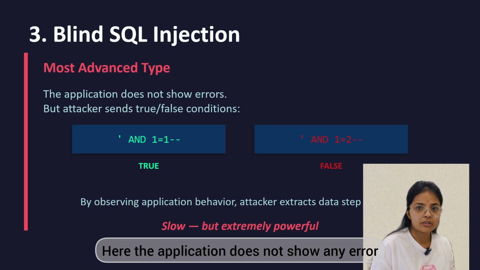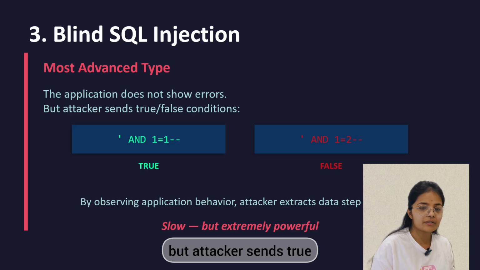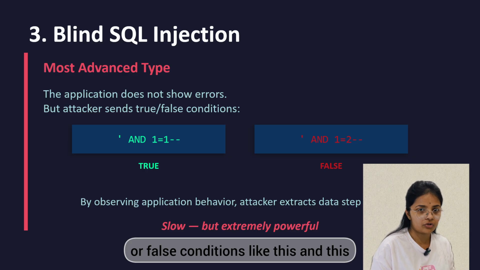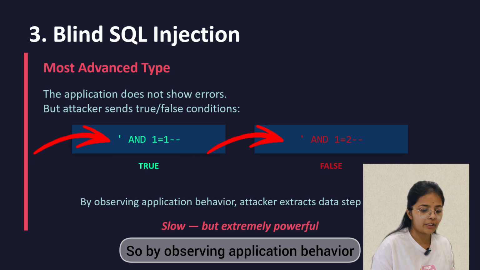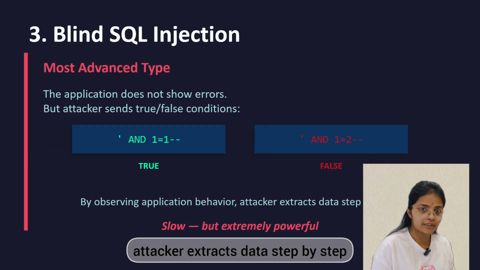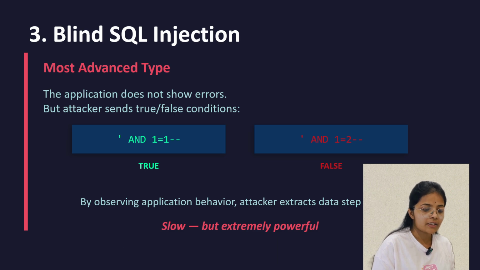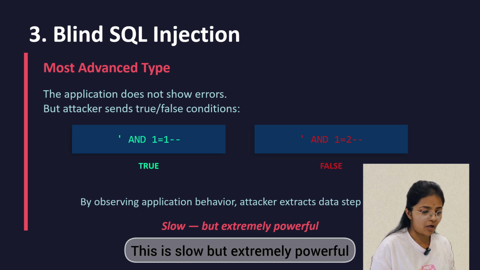Here the application does not show any error, but the attacker sends true or false conditions like this and this. By observing the application's behavior, the attacker extracts data step by step. This is slow but extremely powerful.